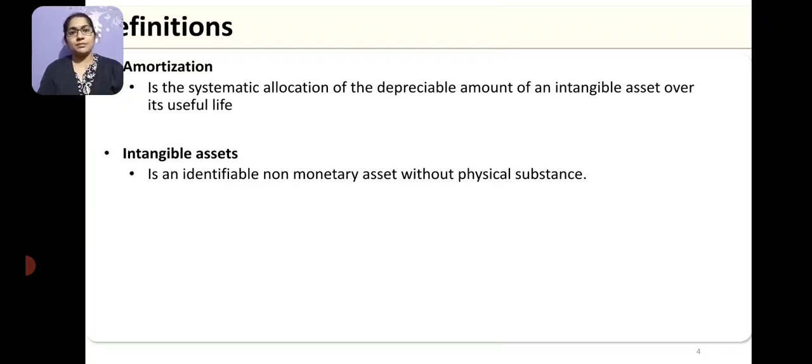Of course, we have been using the term intangible asset since the beginning of this session. What is the actual meaning of intangible asset? It is an identifiable non-monetary asset without any physical substance. So the assets which do not have any physical substance are called intangible assets, like goodwill, franchise, patents, trademarks. These are considered as intangible assets.